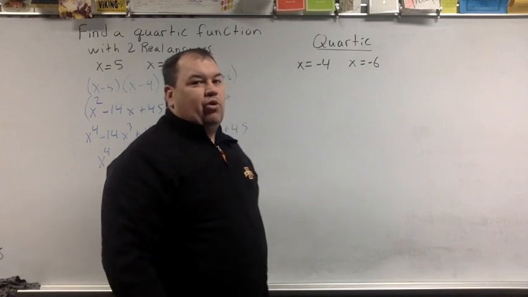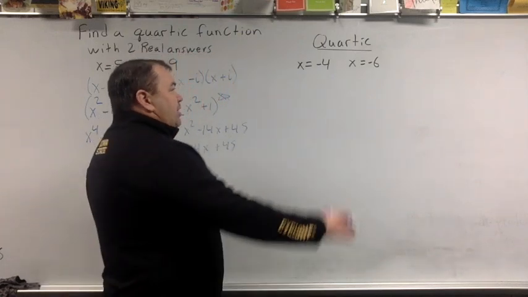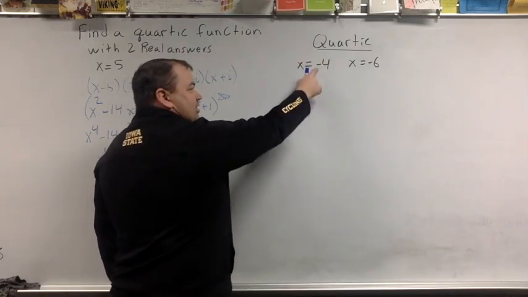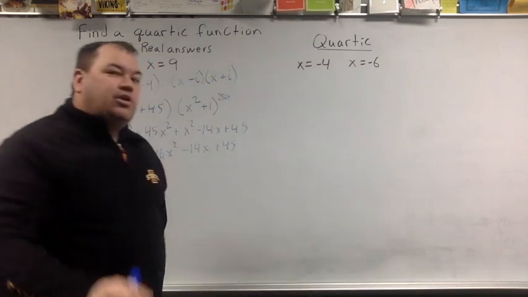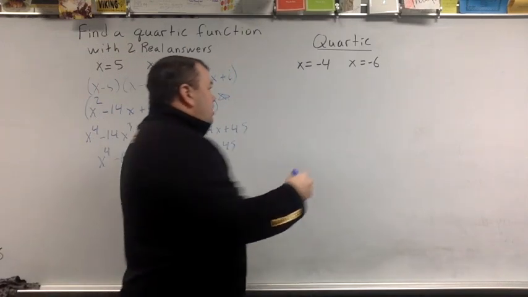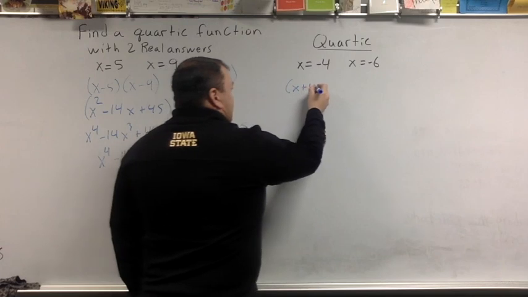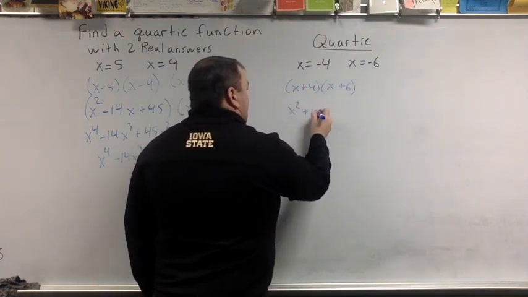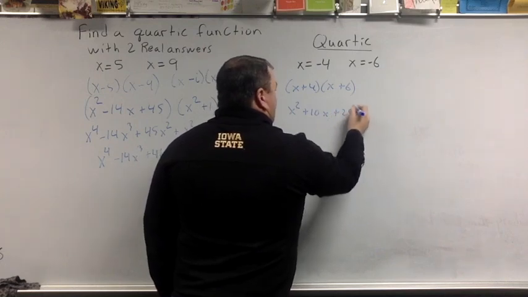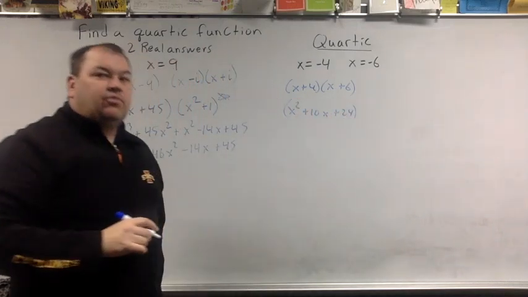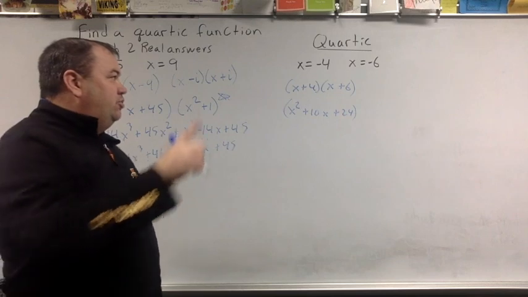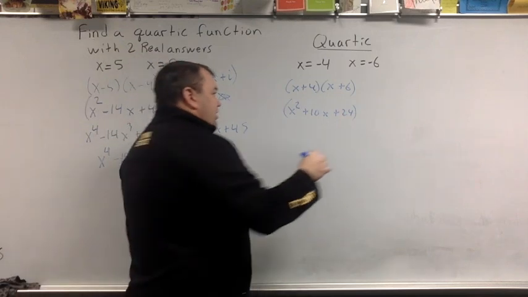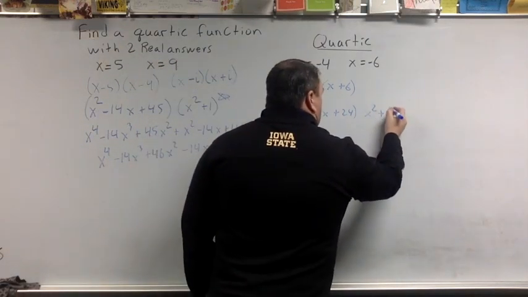Okay, so let's look at one more. I'll walk you through this one more time. They're looking for a quartic. These are the two answers they gave you. Those are the two real answers. So I know I have x plus 4, x plus 6. So when I multiply that out and do my simplifying, this is where I land. I have to have two more to get to a quartic. So that means I need a couple of imaginary ones.